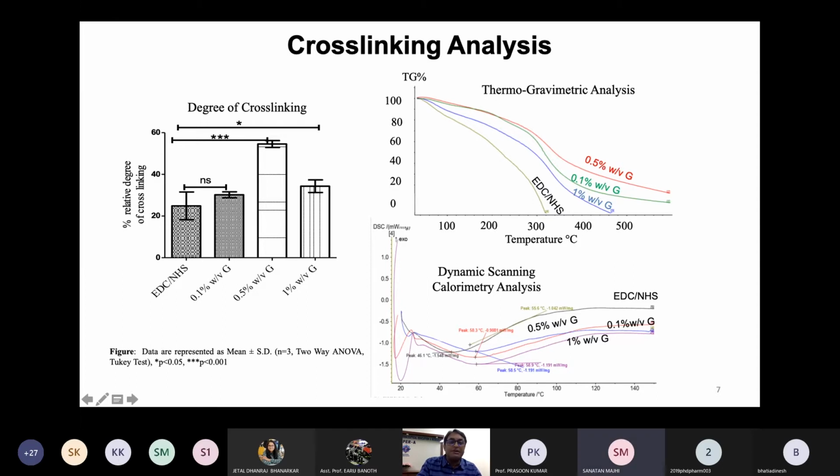We compared our result with a conventional collagen hydrogel, which is cross-linked with carbodiimide and NHS alone, without any graphene. We can see that compared with the conventional collagen hydrogel, we achieve better cross-linking when we incorporate the amino graphene in our system. So with this, we are quite sure that the material is spongy, it is stable, and it has all the unique properties in terms of stability.